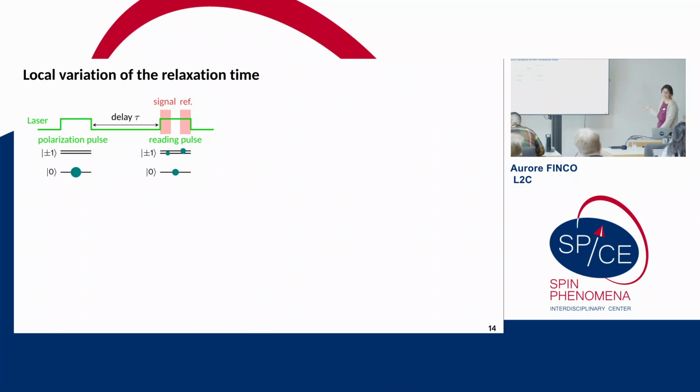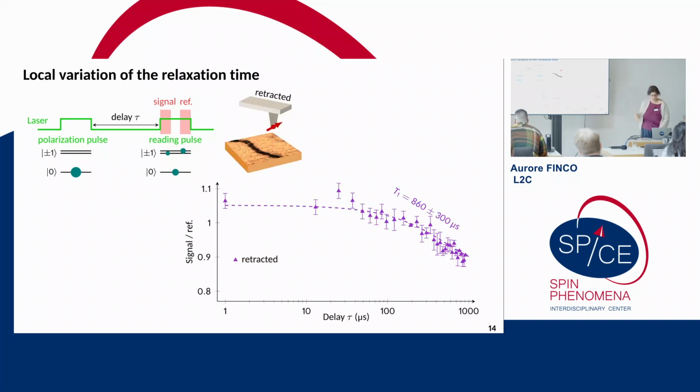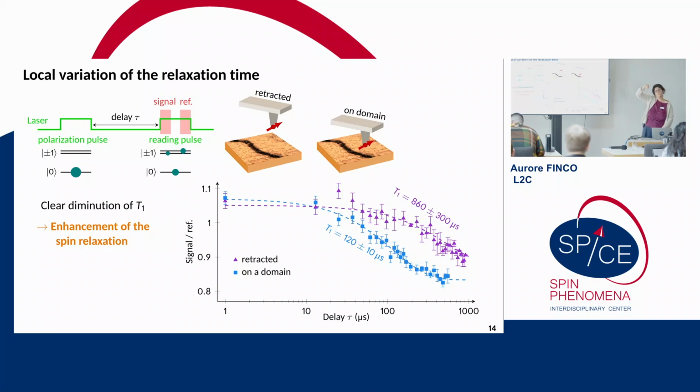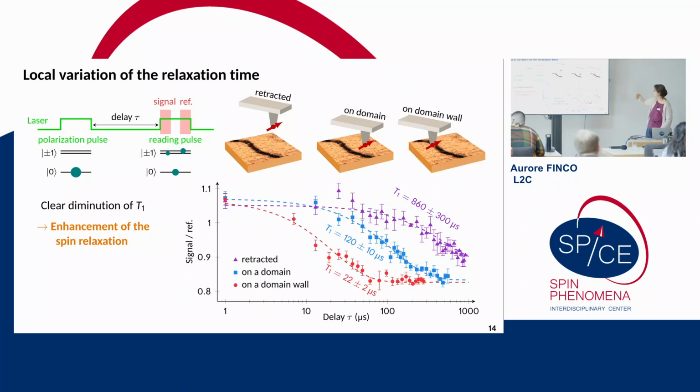To do that, we measure again this T1, so you know how to do it now. We first did it with the tip far away from the sample, and we measured something in the millisecond range again. Then we brought the tip close to the surface, but above the domain, in a bright area. We see a first drop, and then we bring the tip above a dark line, so on the domain wall, and we see a second significant drop of T1. So there is noise coming from the sample, and this noise is stronger above the domain wall. How can we explain that?